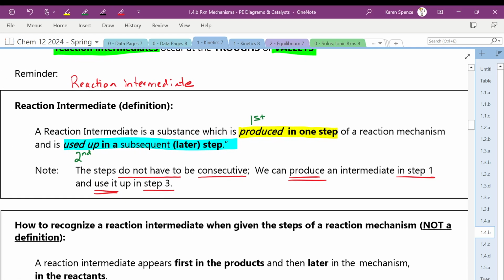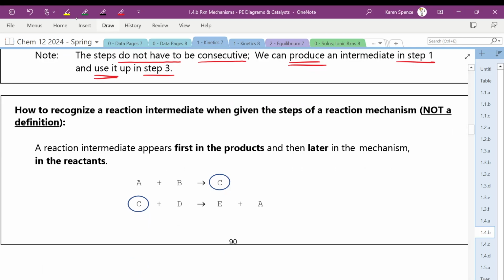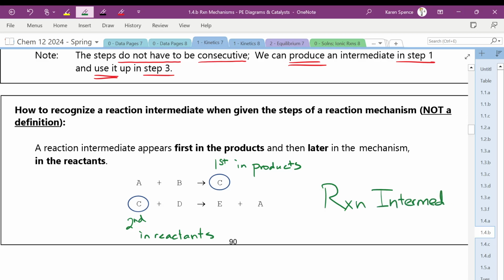So we went over this last day, but we're reviewing it today because we're going to do something today that is the opposite. Something that appears first in the reactants and then in the products. But this one appears first in the products and then in the reactants. So a reaction intermediate appears first in the products, and second, it appears in the reactants. And if you see something like that, that is a reaction intermediate. Okay?